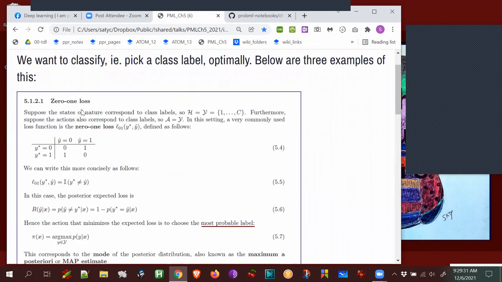The first example is very simple, 0-1 loss. So this means just simply for every actual classification, there's no loss, so the loss is 0. For every misclassification of any label, the loss is 1. So simply add up all the losses, for classifications and misclassifications. So you call that 0-1 loss.